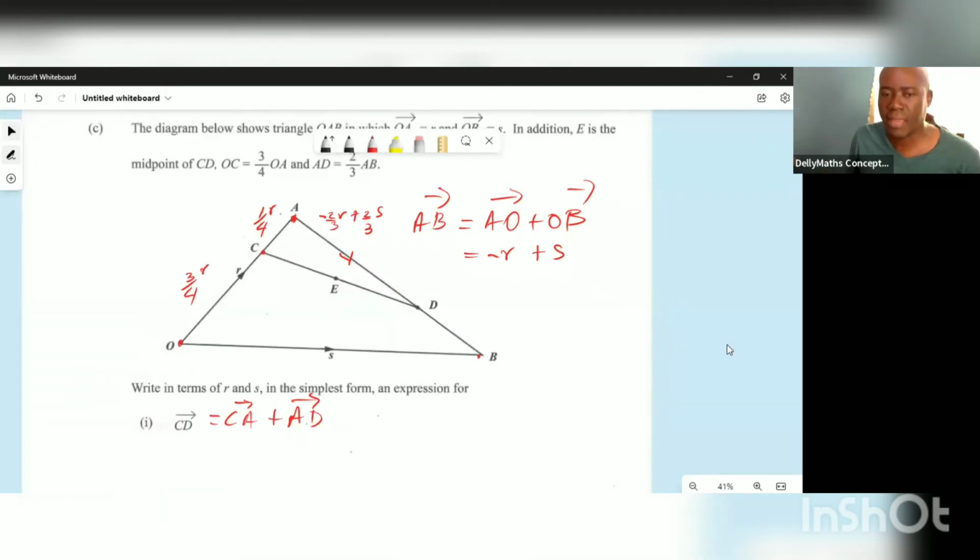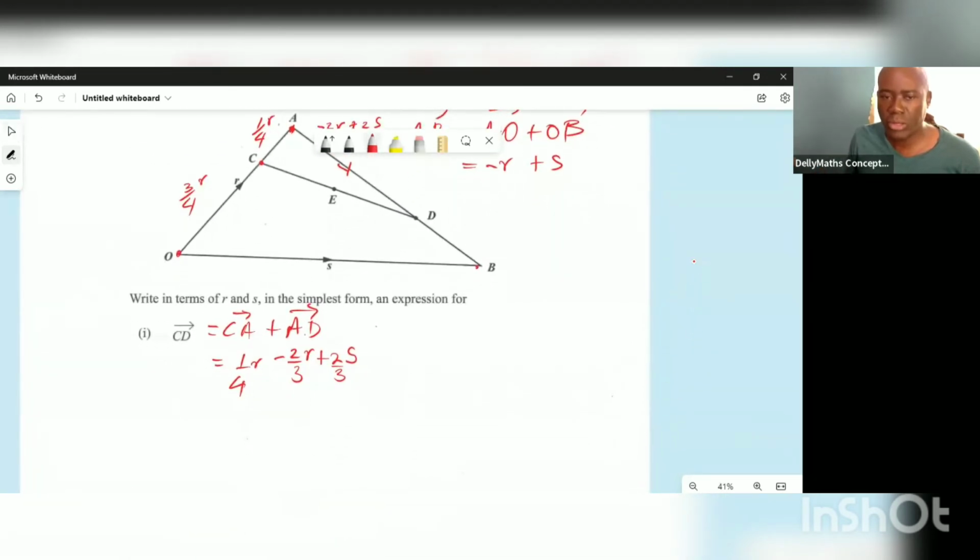So then in putting together what we have here, it's going to be 1/4 R minus, well, if you want to say plus minus, same thing. So I'm just going to put the minus 2/3. Let me write this better. Minus 2/3 R plus 2/3 S. So we're putting together all of that for CD.